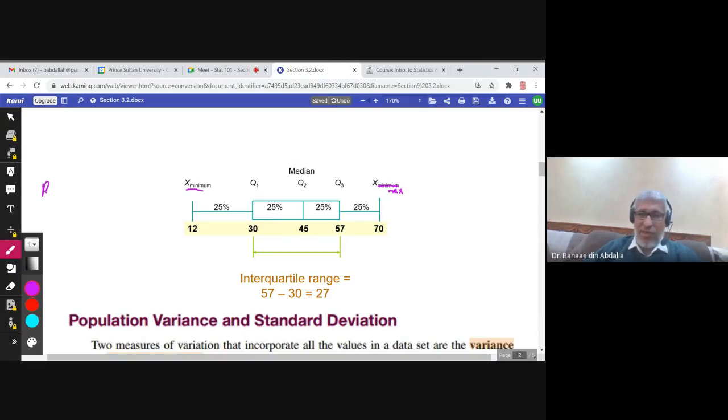So if I want to find the range, it's the maximum minus the minimum. So it's 70 minus 12. So the range of this data is 58. Now, also from the box plot, you see that Q1 is 30 and Q3 is 57. So if you subtract 57 minus 30, you get 27. So the interquartile range, or IQR, is equal to 27.